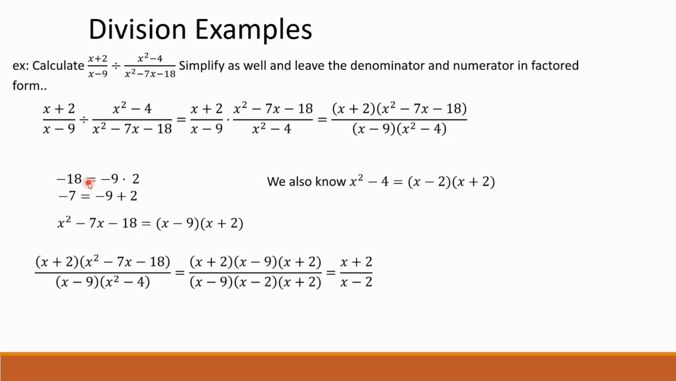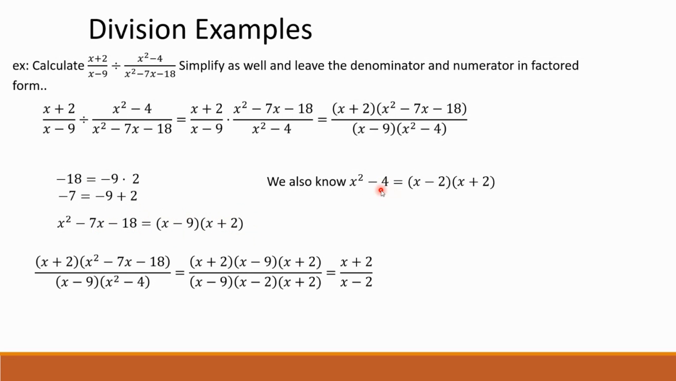So we want two numbers whose product is minus 18 and whose sum is minus 7. And as you can see here, minus 9 and 2. Those are the numbers we're looking for. So we get x minus 9 and x plus 2. So we get this.